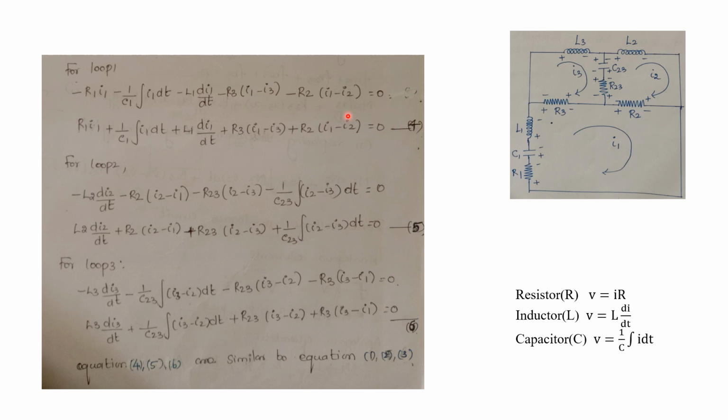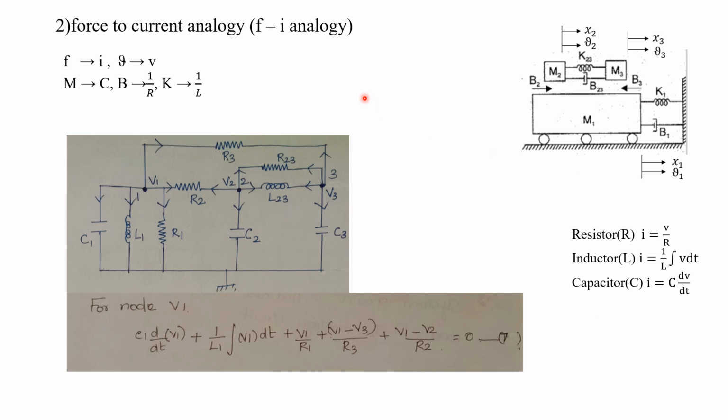That differential equation 1 will be equivalent to this 4. Okay, differential equation 1 represents the differential equation for mass M1. So correspondingly here we have the equation for loop 1. So these two will be similar. Similarly, differential equation for mass M2 will be equivalent to the equation for loop 2. These two will be similar. Similarly, the third equation will be similar to the equation which is obtained for loop 3. Okay. So we can write the equation 4, 5 and 6 are similar to the equation 1, 2 and 3 respectively. Okay. Now we are going to see the next analogous circuit, that is nothing but force to current analogy.